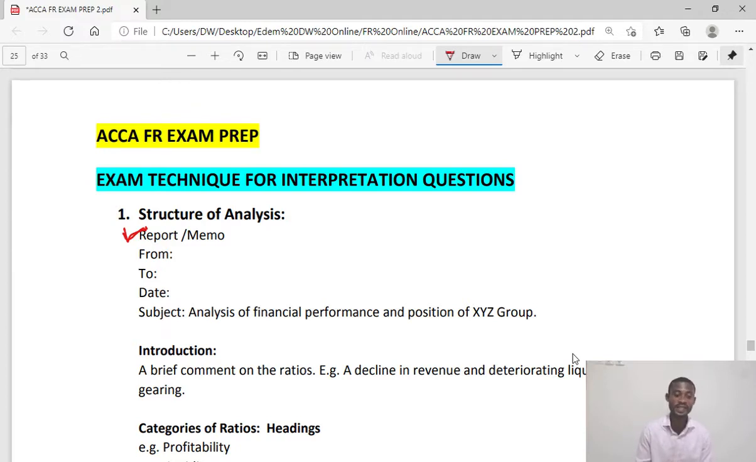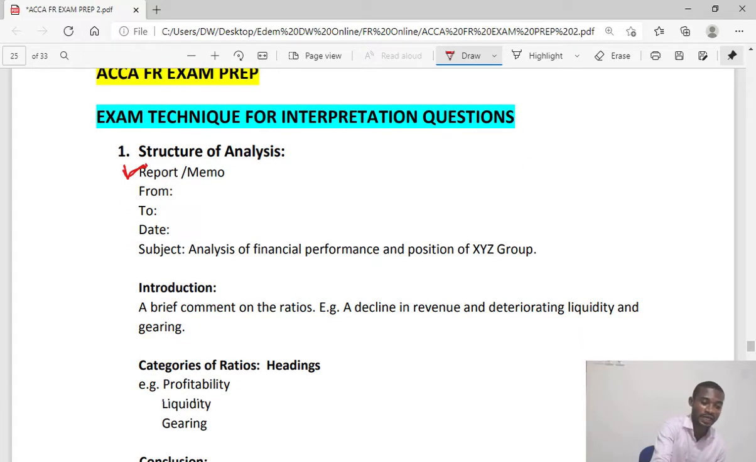Then you can have the date and then the subject. The subject, for instance, can be analysis of financial performance and position of XYZ group. Just after the subject, you need an introduction. And what goes into the introduction? It is you having a brief summary of the ratios you have calculated.